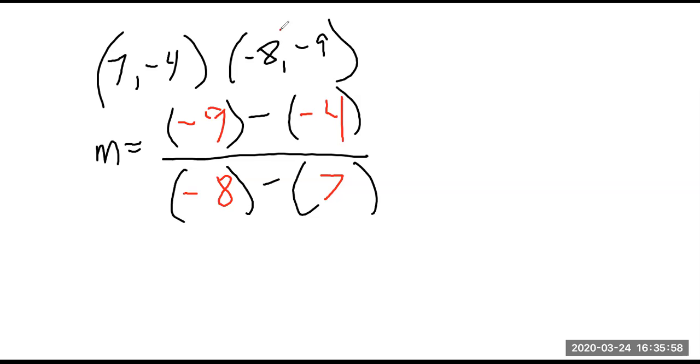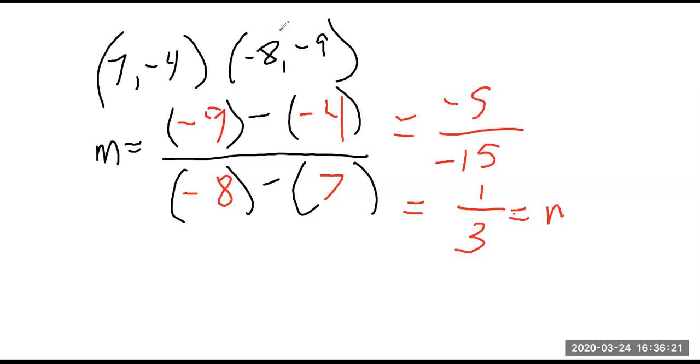Now we're going to simplify it. In the top, 2 negatives become positive, so it's -9 plus 4, -5. -8 minus 7 is -15. Now, always simplify your slope if you can. The 2 negatives become positive. 5 over 15 is 1/3. So that, okay, you probably just heard my dog bark. Just ignore it. So that's the slope.